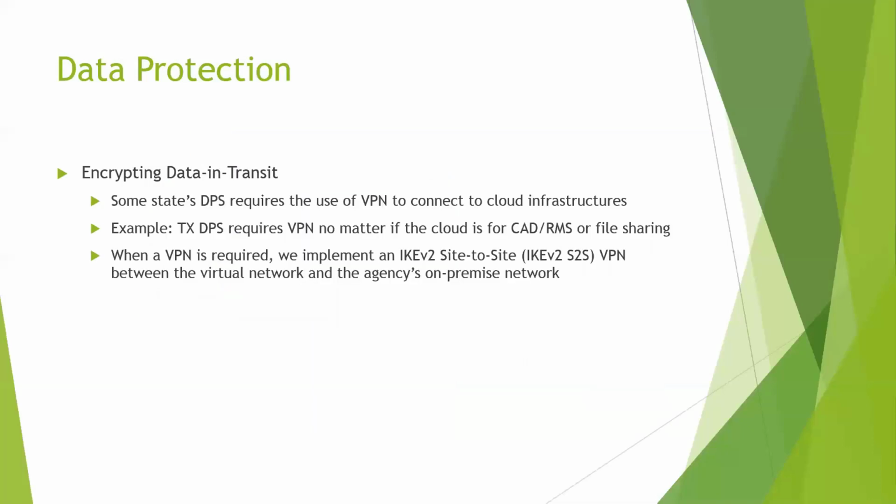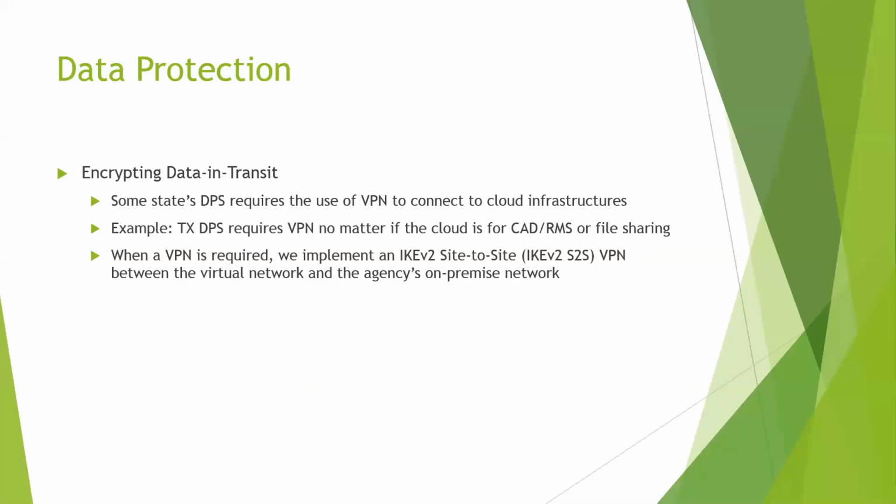Keeping on with data in transit, some states require use of a VPN to connect to the cloud infrastructure. For example, Texas. Texas, any agency, no matter if they're connecting NCIC or not, those agencies are required to implement a VPN to the cloud server from where they're going to be using the CAD RMS client. Not all states do this. Only some require it. Some agencies just simply have that choice, make that choice themselves.